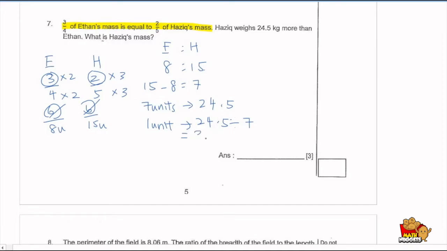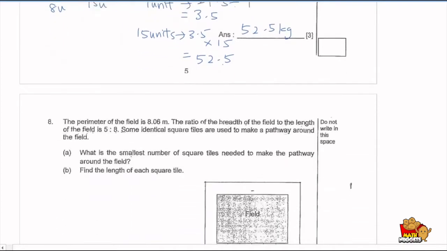It's 3.5. So Haziq is 15 units. It's 3.5 times 15, which is 52.5. Remember to write your units, kg. Question 8.